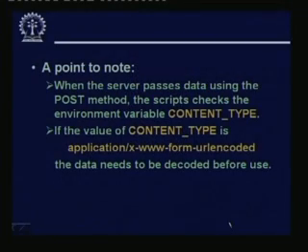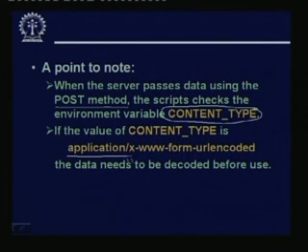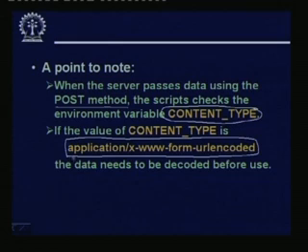So, there is one point to note: when the server is passing the data using the post method to the CGI script program, there is an environment variable again called content type. Content type will tell you whether whatever the server is giving me is URL encoded or is in the proper form, so that I need not decode it separately. If the value of the content type is this particular string, application/x-www-form-urlencoded, this means that whatever is coming has been URL encoded and needs to be decoded.